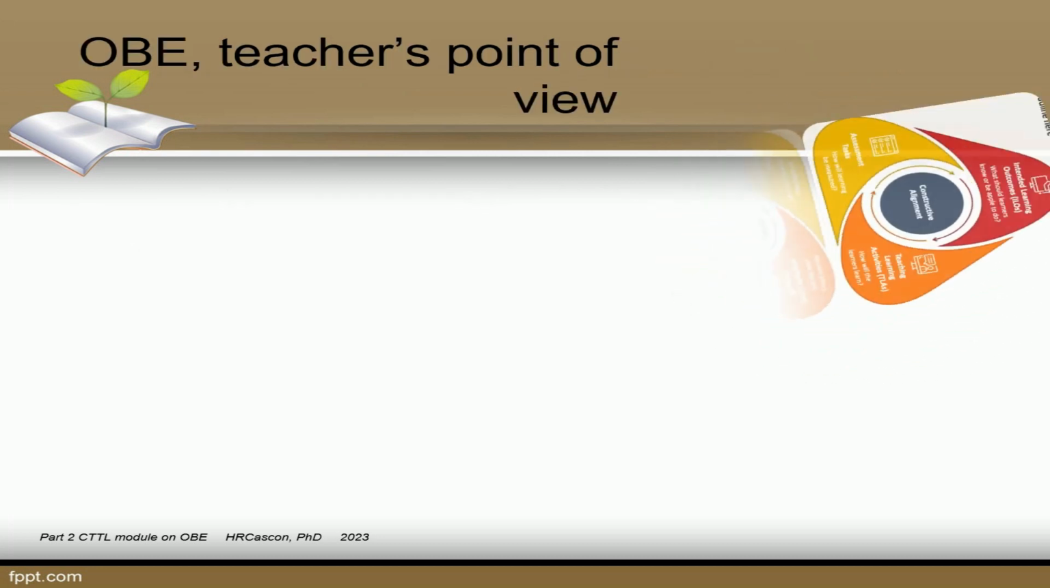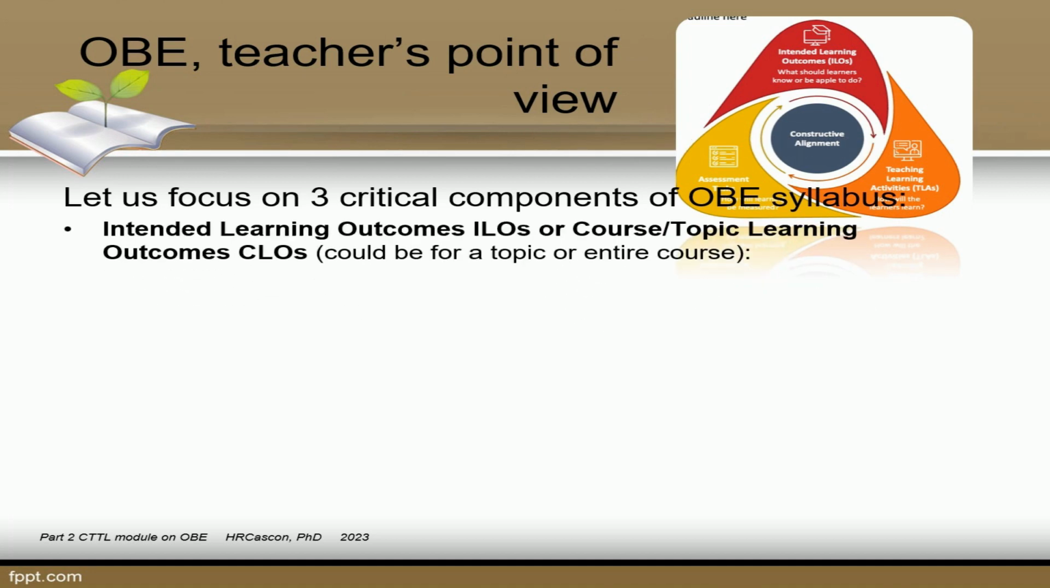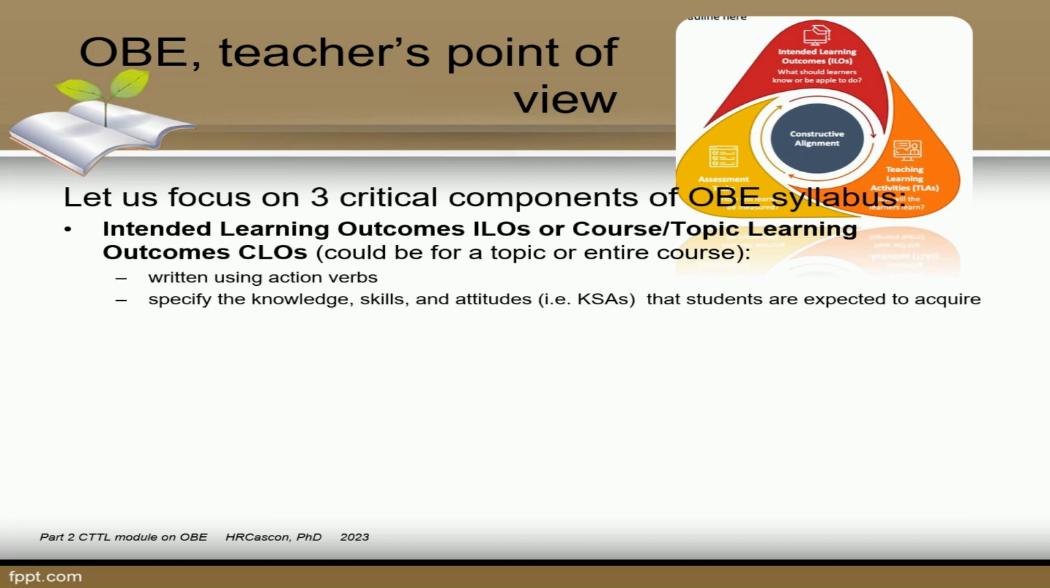Let us focus on 3 critical components of OBE syllabus that we as class instructors would need to write ourselves. 1. Intended learning outcomes. These could be course, topic, or subtopic learning outcomes. These are written using action verbs. They specify the knowledge, skills, and attitudes that students are expected to acquire after completion of a learning unit such as the entire course, topic, or module.